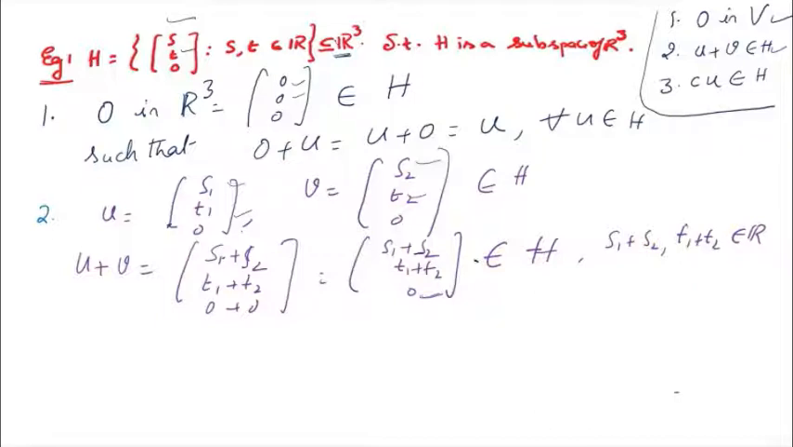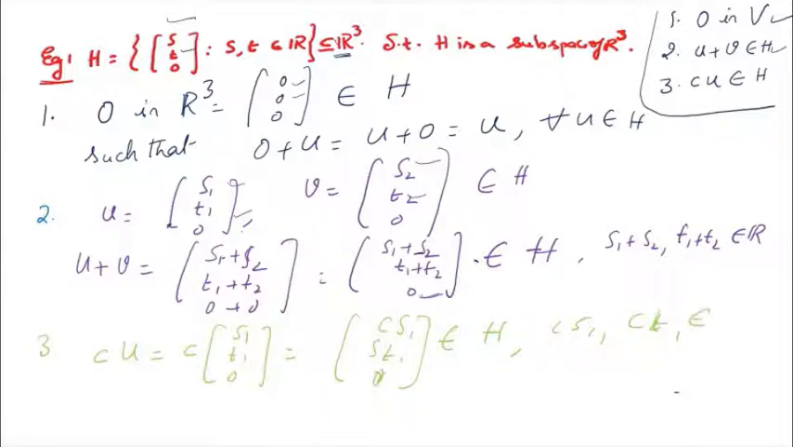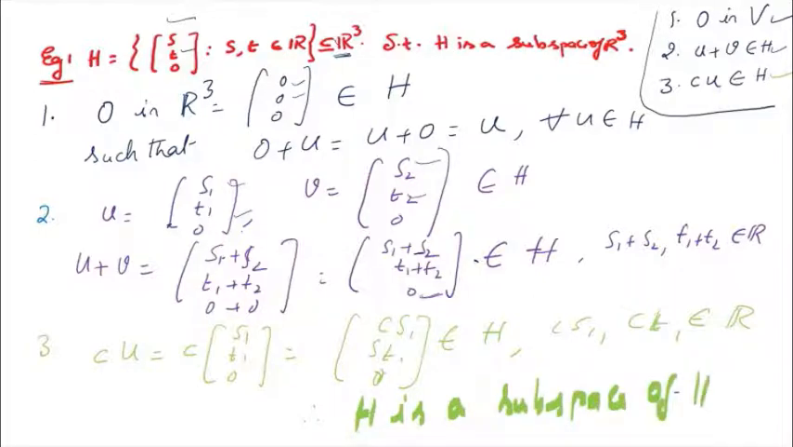And the third one, Cu. So what is C into U? Already U we have taken as (S1, T1, 0). So we know how to multiply a scalar with a vector, a column matrix you can say. So this will be there in H. Why? Because CS1, CT1 belong to R. So we proved the 3 conditions which are required for H to be a subspace. Therefore H is a subspace of R3.